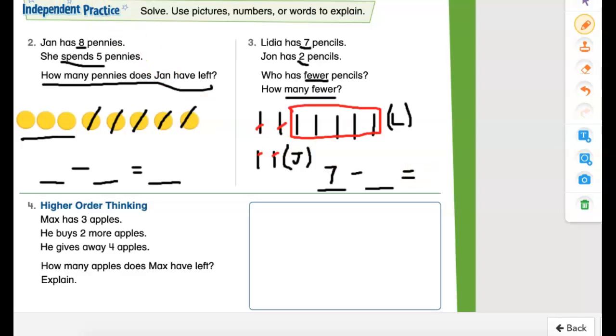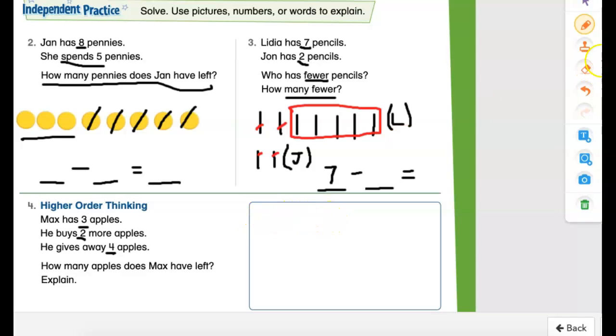Number 4 says Max has 3 apples. He buys 2 more apples. He gives away 4 apples. So how many apples does Max have left? So this question has addition and subtraction in it. So we need to figure out the first part before we do anything.